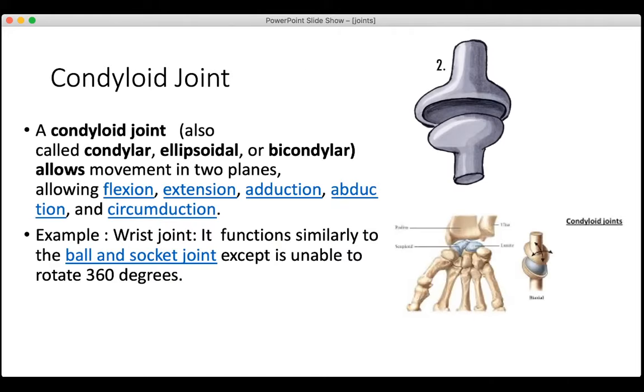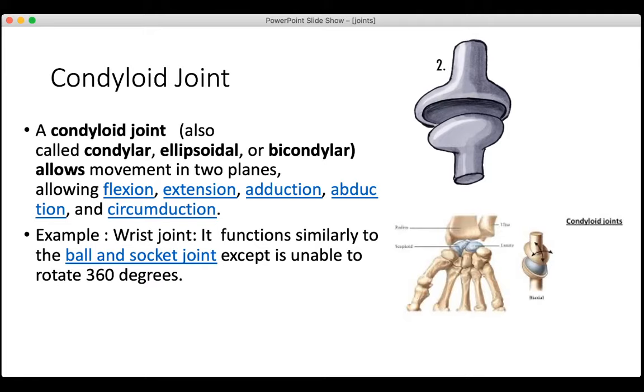Now coming to the next category, condyloid joint. So this joint is similar to ball and socket joint, but there is one major difference: it allows movement in only two planes. It is not like ball and socket, because ball and socket allows multiple rotations even in 360. This doesn't allow it. It allows movements only in two planes, and the kinds of movements it allows are flexion, extension, abduction, adduction, circumduction is also possible, and it is basically present in the wrist.